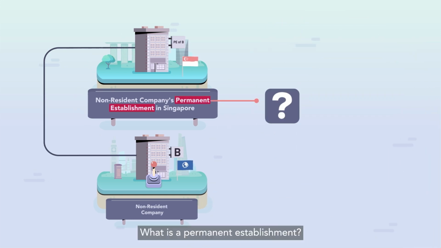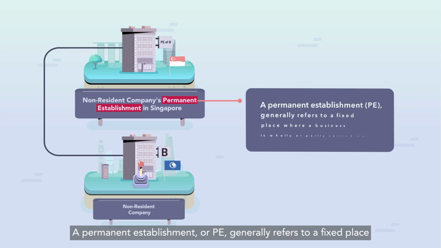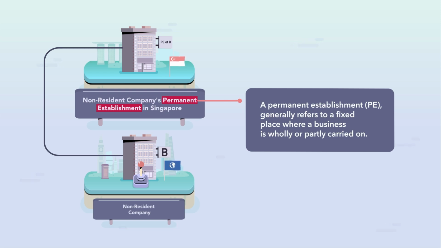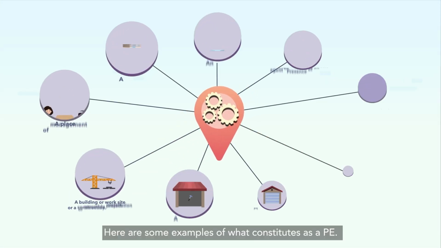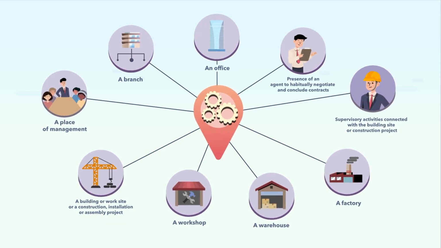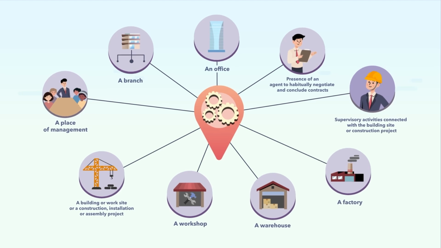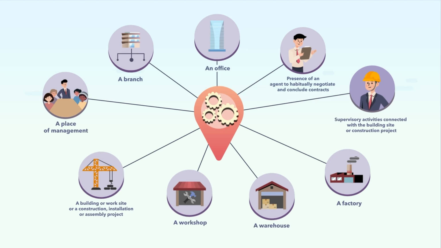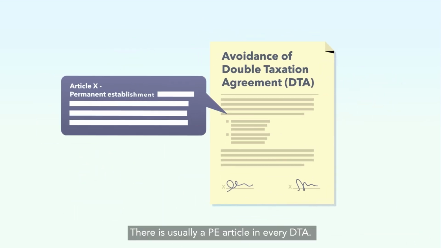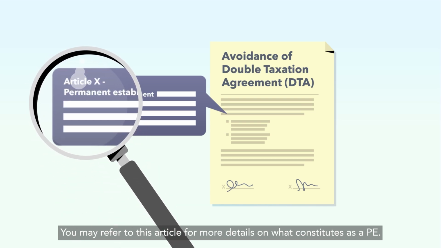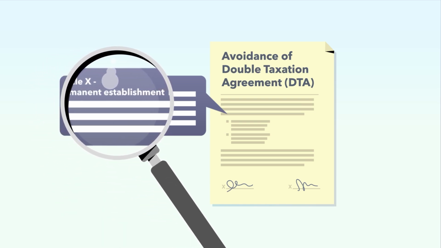What is a permanent establishment? A permanent establishment, or PE, generally refers to a fixed place where a business is wholly or partly carried on. Here are some examples of what constitutes as a PE. There is usually a PE article in every DTA. You may refer to this article for more details on what constitutes as a PE.